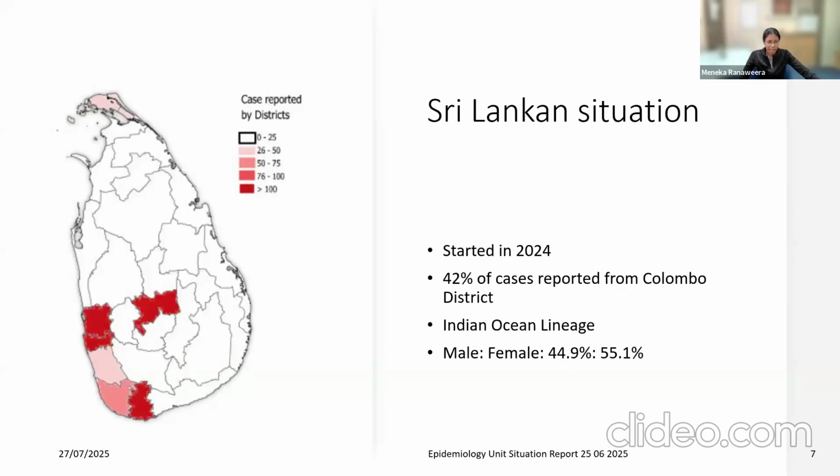And if we look at the Sri Lankan situation, this is data from the Epidemiology situation report from June. The greatest number of cases have been reported from Colombo district, and the sequencing data have confirmed that this is Indian Ocean lineage, and there is a preponderance for females, with 55.1% reported among females.